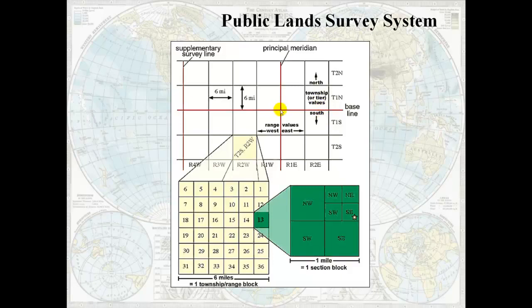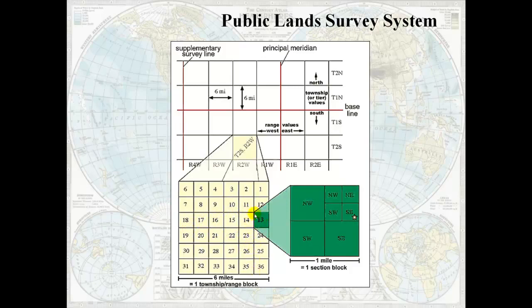Okay, so here we have our initial point, the baseline, principal meridian. We can be in Township 2 North, Range 2 East. That would be this township right there. This township would be Township 2 South, Range 2 West. And this is an exploded view of that township. It's got 36 sections in it.